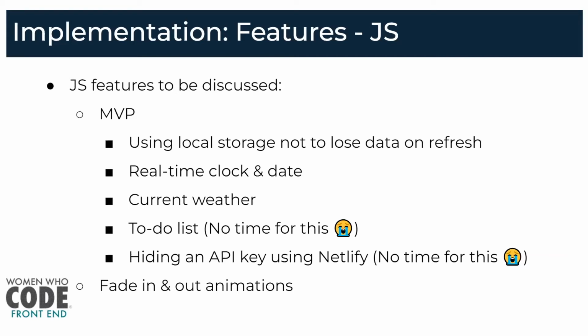So first, I thought using local storage is also kind of a feature, because I'll explain this later, but I'm using this to not lose data on refresh. Then real-time clock and date and current weather. I actually wanted to introduce a to-do list and hiding an API key using Netlify, but I thought there's no time for this, so I apologize.